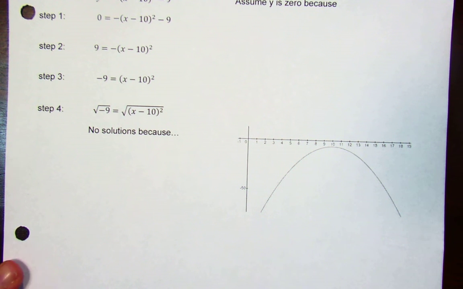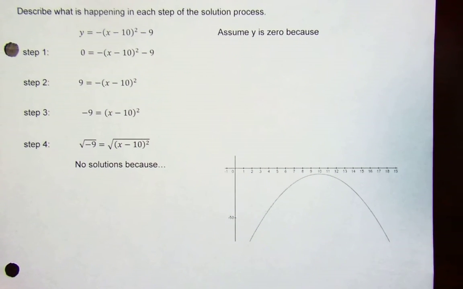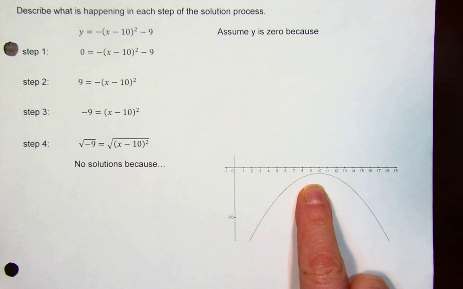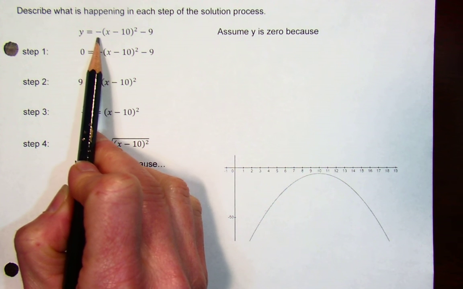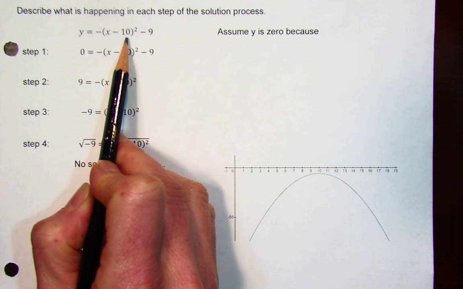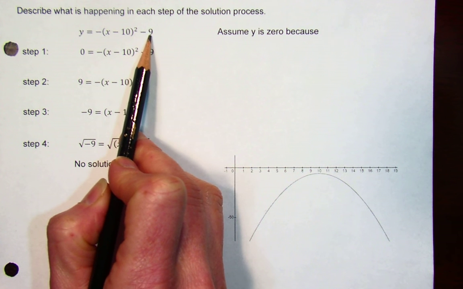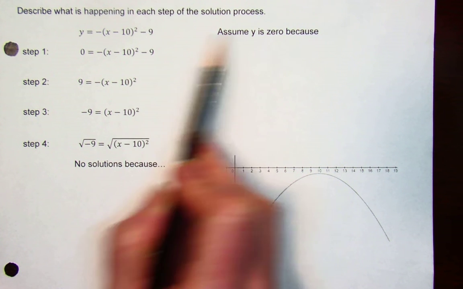This third example is going to be slightly different than the first two. And the reason why is you can see that this parabola does not touch the x-axis. What does that mean? So we're going to solve this equation, y equals negative times the quantity x minus 10, quantity squared, minus 9. And we're going to assume that y is 0.